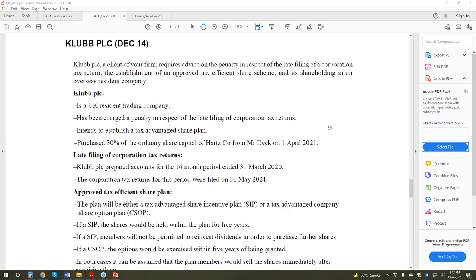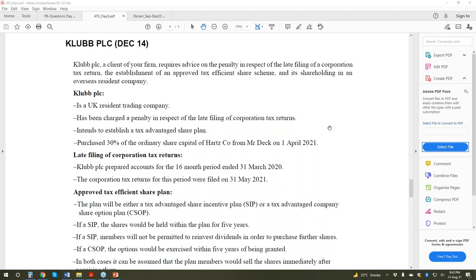Club PLC, a client of your firm, requires advice on the penalty in respect of late filing of corporation tax return, the establishment of an approved tax efficient share scheme, and its shareholding in an overseas resident company. Club PLC is a UK resident trading company, has been charged a penalty in respect of late filing of corporation tax returns. It intends to establish a tax advantaged share plan.